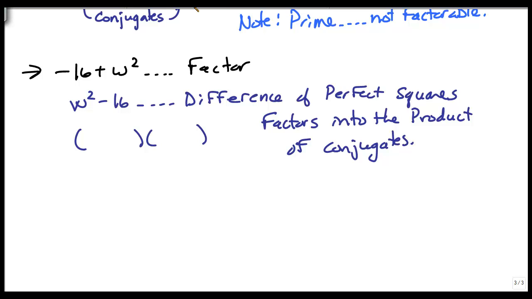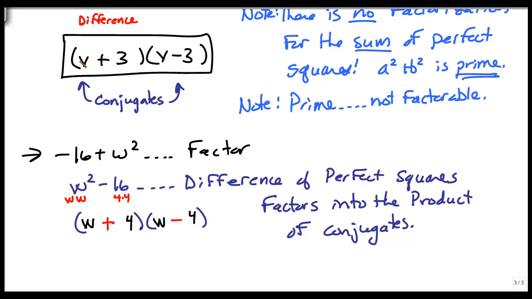Okay, so over here, to start off with, w squared is w times w. Square root of 16 is 4 times 4. So in each of these front positions we have a w and a w. Square root of 16 is 4. 4 times 4 is 16. And then the conjugate comes into play. Now why the conjugate? Up here in the problem we just did, if I multiplied this out, I'd have a minus 3v plus 3v for my outside and my inside terms, they'd cancel. 3 times negative 3 is negative 9.